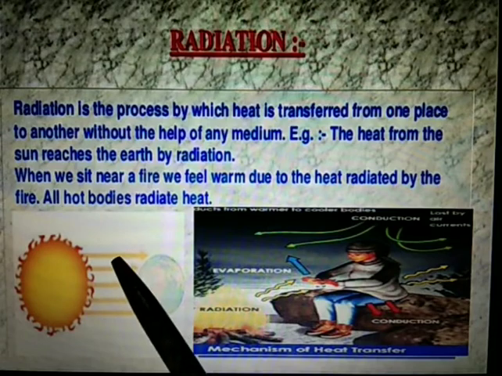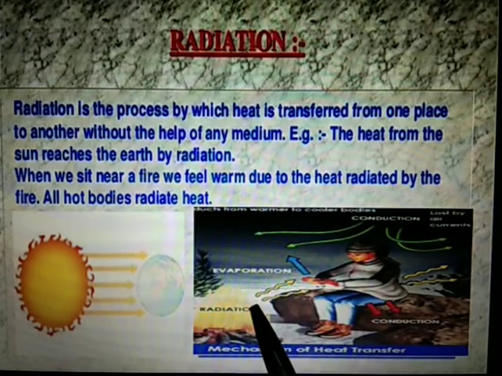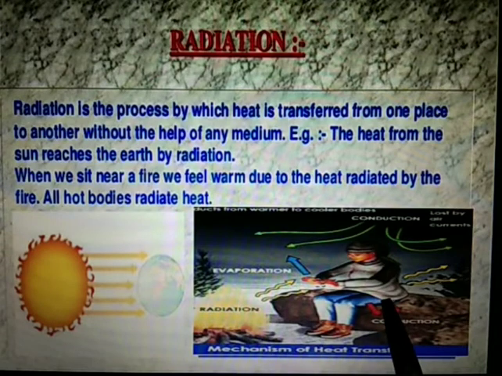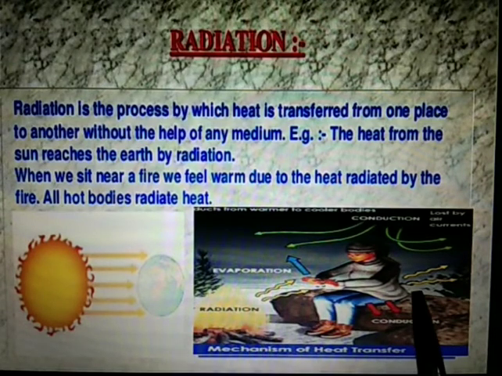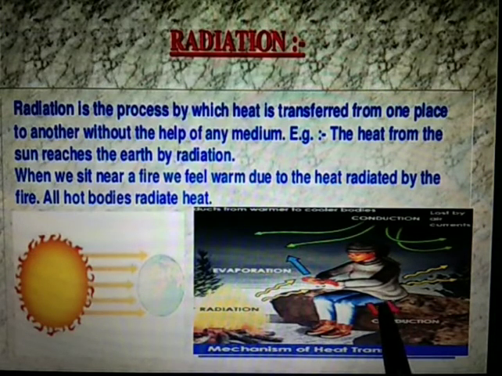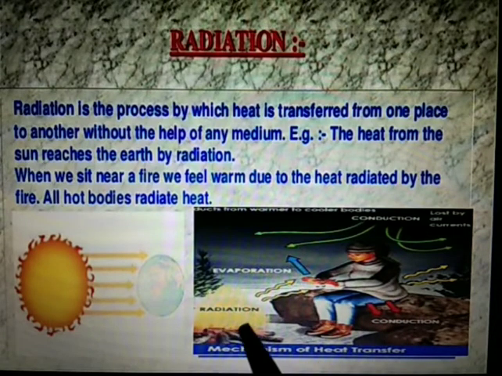Clear? Now if we sit near the fire, we feel warm. In winters you sit, or when there is a campfire, you do all this. We feel warm. Why do we feel warm? That is due to the heat radiated by fire. That is again direct radiation. Clear? Next is all hot bodies radiate heat.